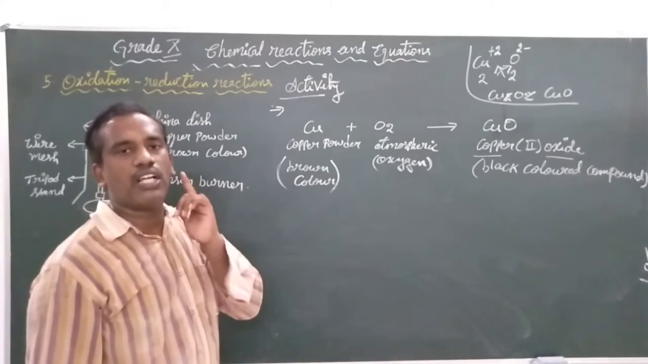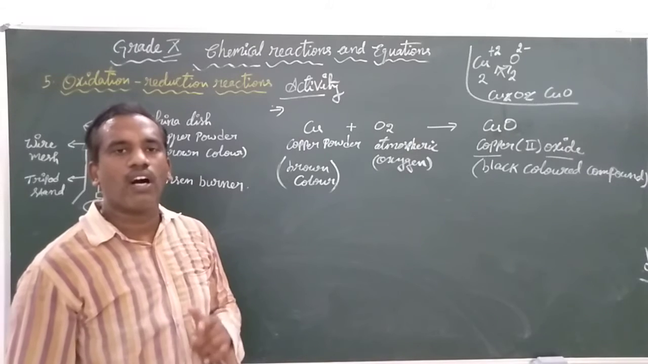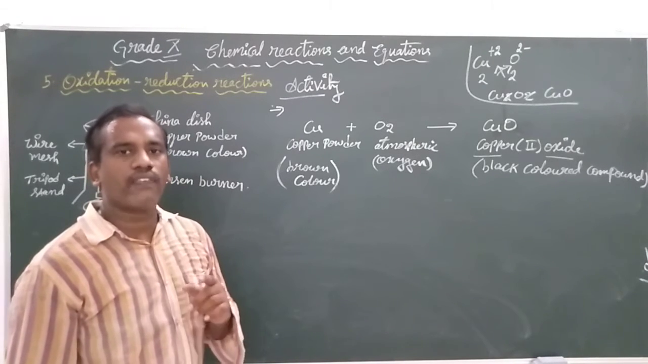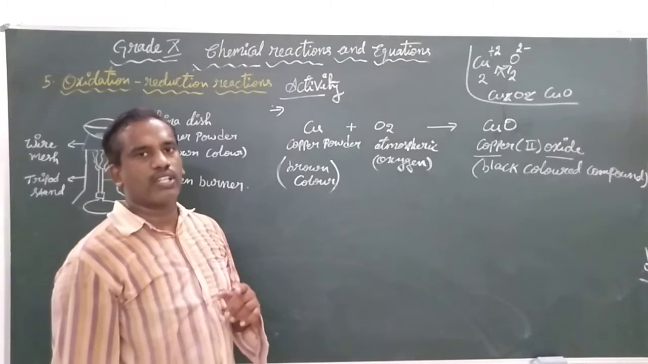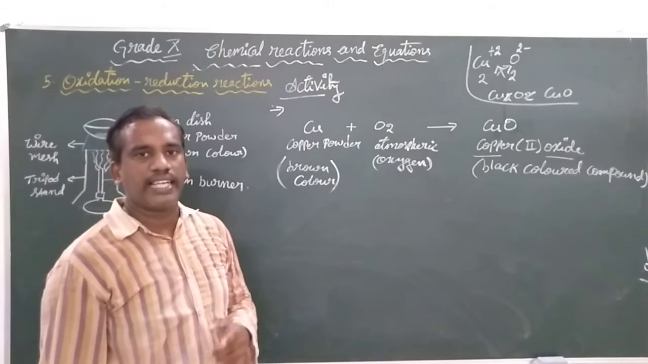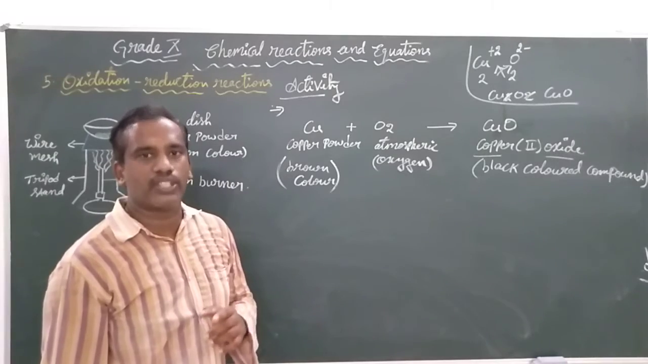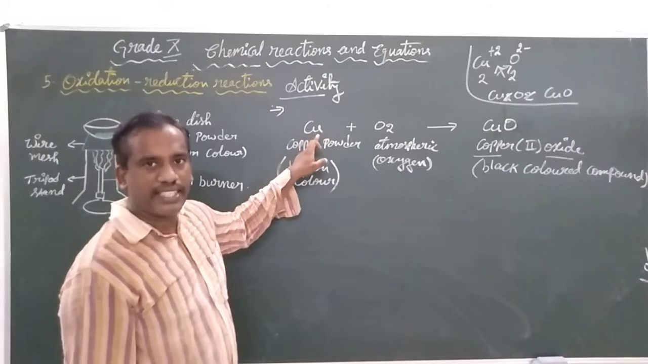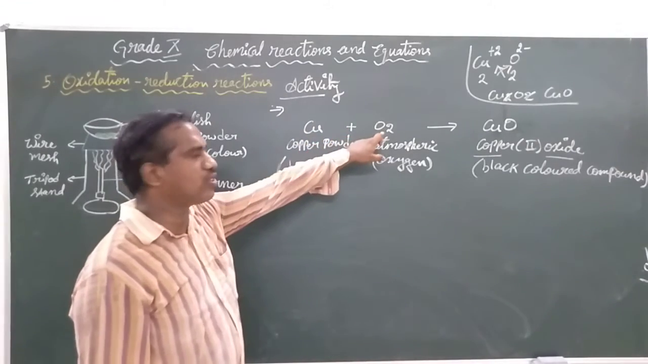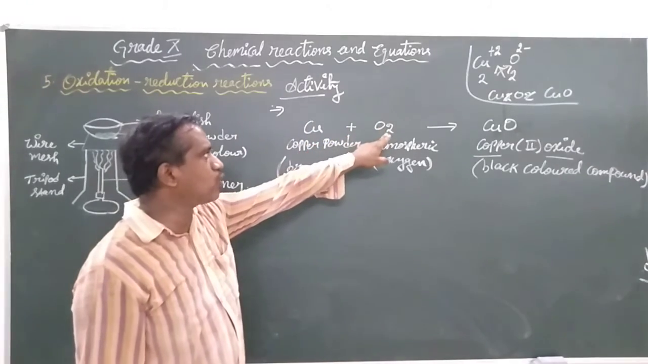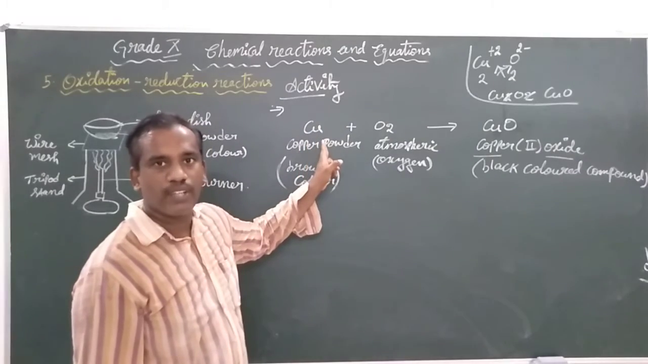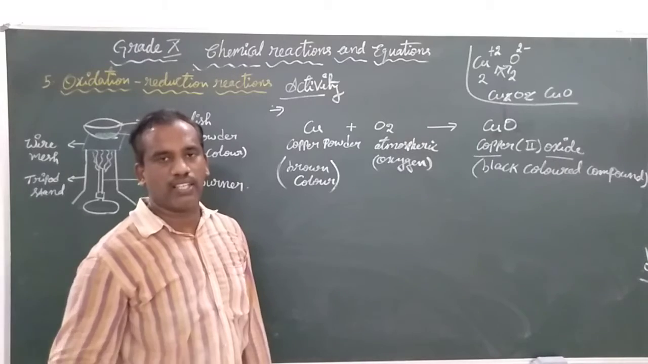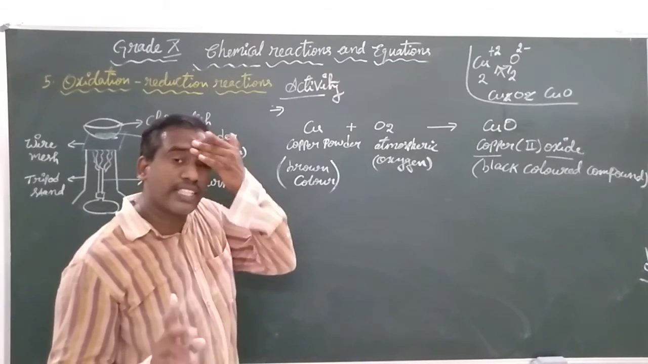Now can you just recall the definition of oxidation? What is meant by oxidation? Addition of oxygen to the reactant is known as oxidation. In this reaction, do we find copper is on the reactant side and oxygen is also on the reactant side only? That is going to be added to the copper. So shall we say this is an oxidation reaction? An oxidation reaction.